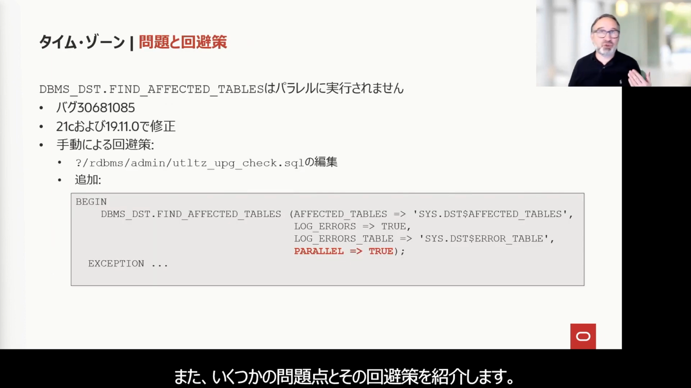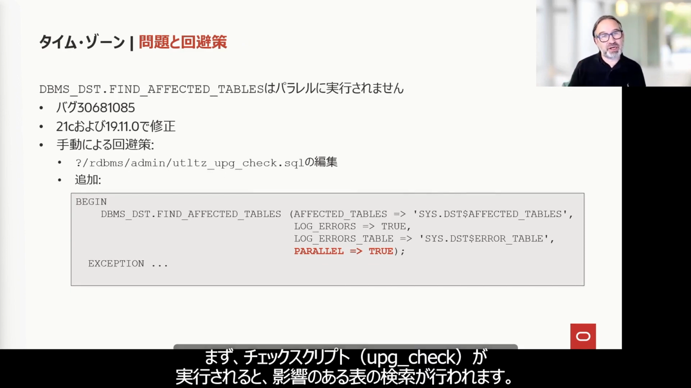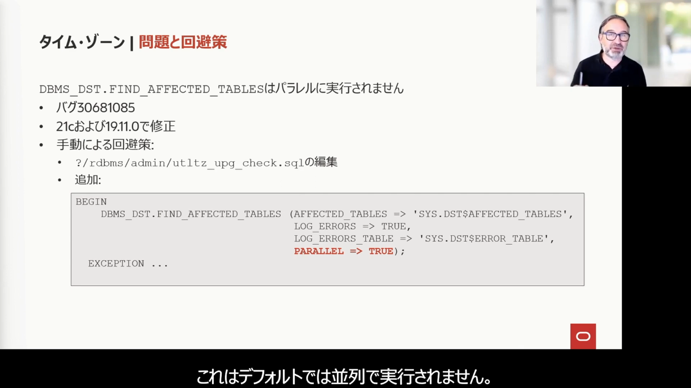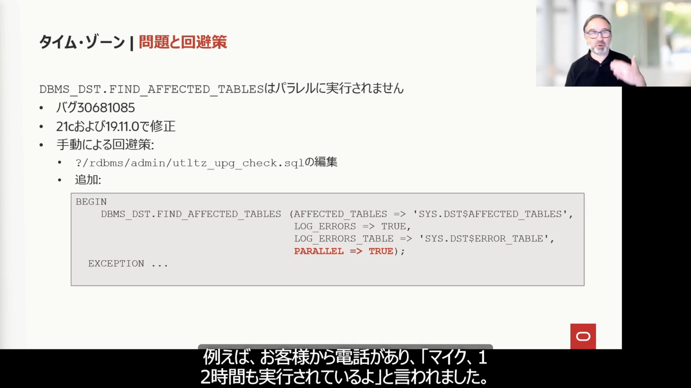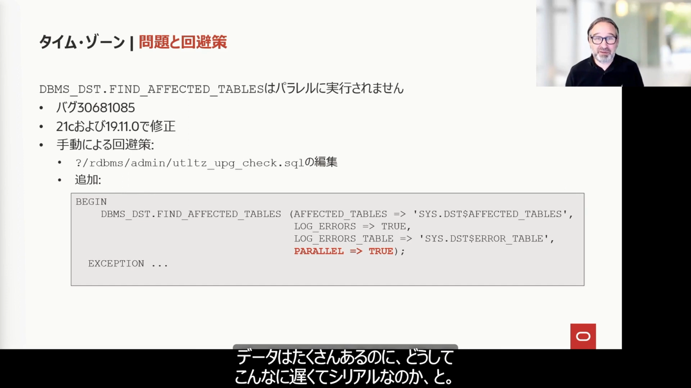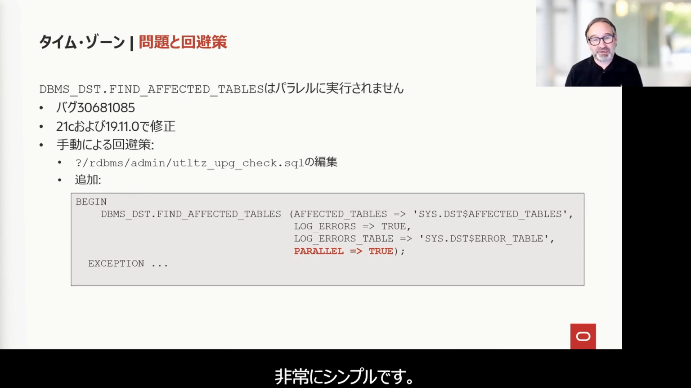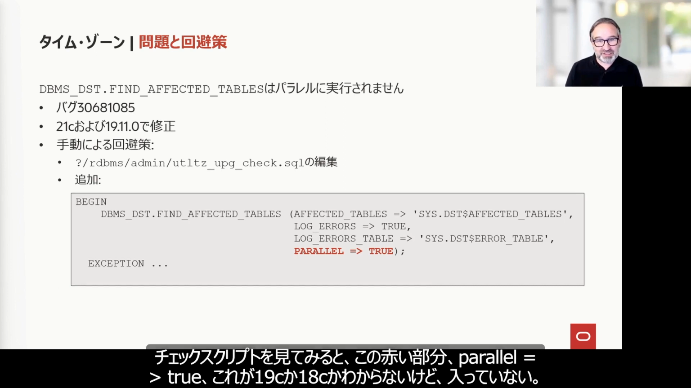And a few issues or workarounds we would like to highlight here. First of all, when the check script runs, the upg_check1, then it does a call to find affected tables. And this by default does not run in parallel. So for instance, one of my customers called me and said, hey, Mike, it's running for 12 hours. I mean, we have a lot of data, but why is it going so slow and serial? Very simple. When you check the check script, this red part here, parallel equals true, which came in with 19c.